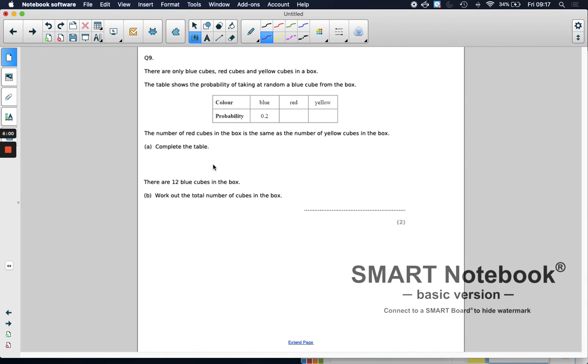So, penultimate question now. Let's have a look. Probability. This one isn't too difficult.